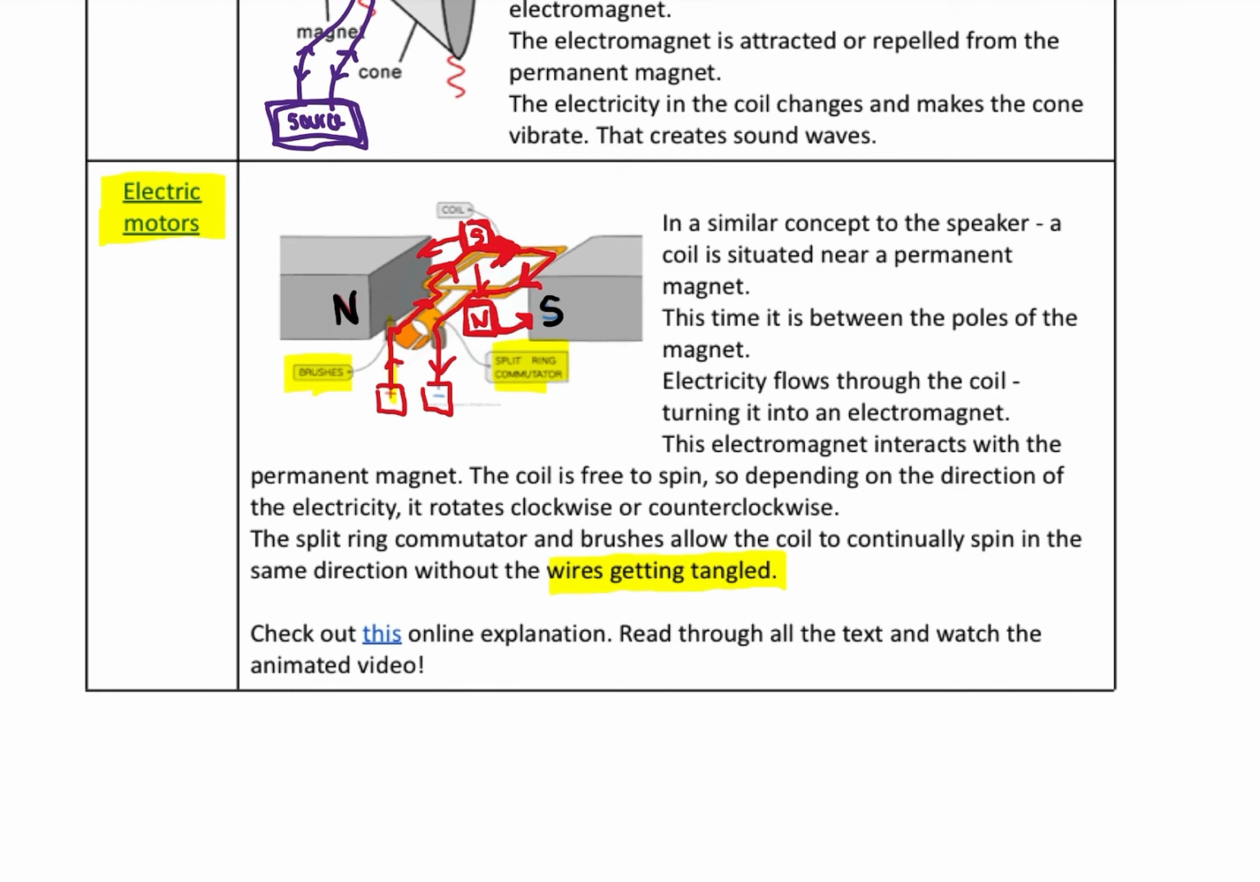The way this particular one is drawn, the way it's going to spin is the coil is going to go counterclockwise. It's really tricky for me to explain motors without an actual motor. So what I would like for you to do is check out this online explanation. There's some text there to read through and an animated video to watch. It does a pretty good job of explaining motors.